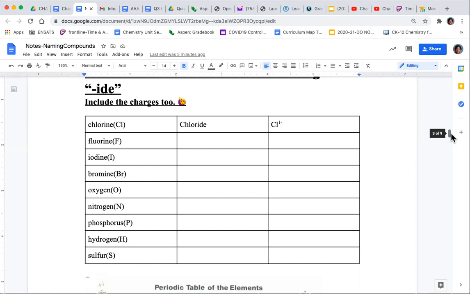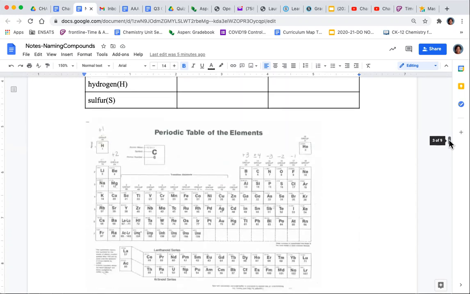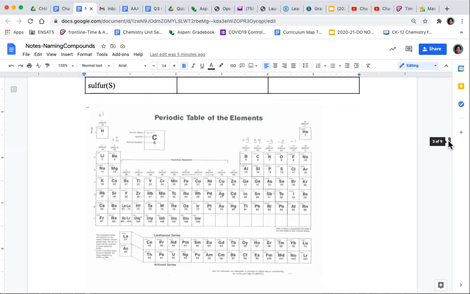Then we will write the charges also. There is a pattern for the charges, so better you copy the pattern from this table. I want to introduce the table also. Anyhow, you have it on your worksheet. Let's look at the periodic table and look for the patterns of charges. Let's take group 1. Group 1 loses 1 electron, so becomes positive 1. Group 2 loses 2 electrons, positive 2.